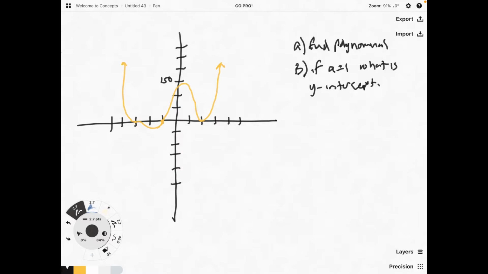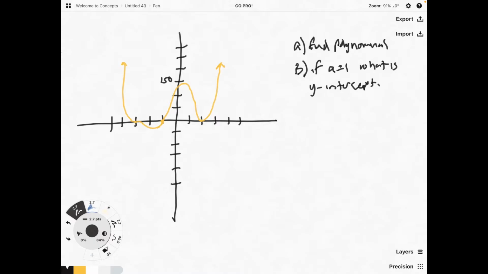All right, looking at our next example, we're going to use a graph and it says to find a polynomial in part A, and we are going to assume in this case using the minimum degree. And then in part B, it says if A is equal to 1, what is the y-intercept? Similar to the last problem, what we need to do, and it's very simple, is to identify our x-intercepts. From our x-intercepts, we'll be able to identify what factors we have, and then we just need to identify the multiplicity of each. From there, we write it out in factored form, and that is going to complete part A.